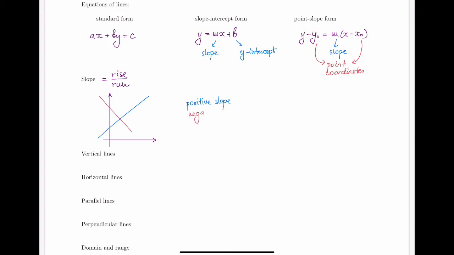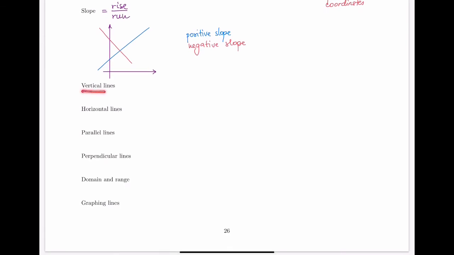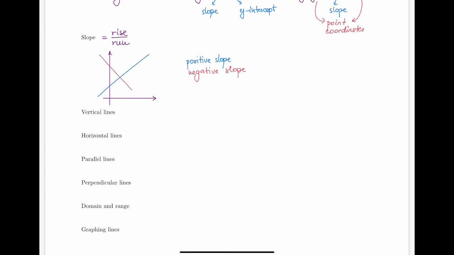This will produce a negative slope. So if you're walking along the line from negative x to x, if you are going down the hill, that indicates negative slope. If you're walking up the hill, that indicates positive slope. Apart from slanted lines like we see here, there are of course vertical and horizontal lines, and they will have equations that are slightly different from the forms that we've seen before. So let's think about those for a second.